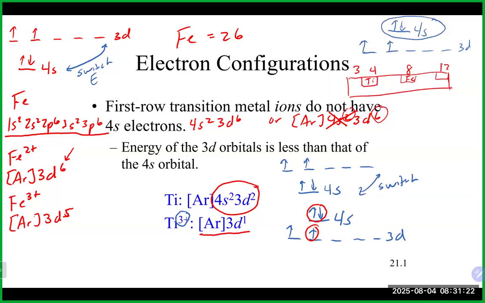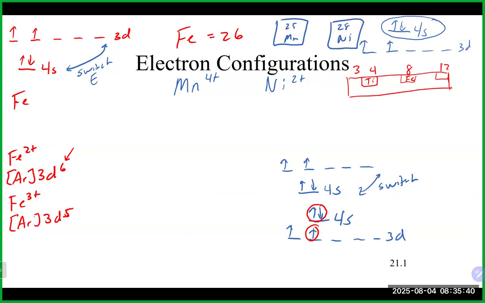All right, so why don't you try one? Let's do Mn with a +4 charge, and why don't you do nickel with a +2 charge? Why don't you write the electron configuration for both of those? Mn is 25, and nickel is, we got there. Okay, let's take a look.